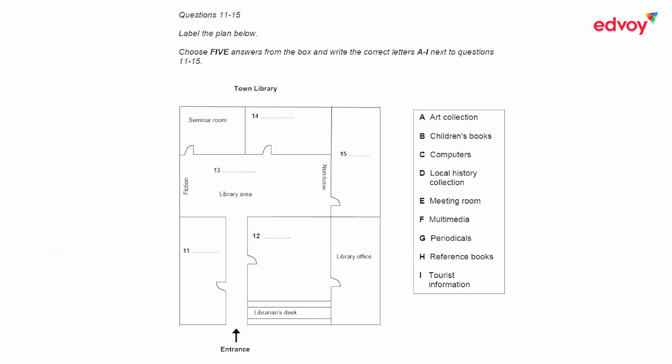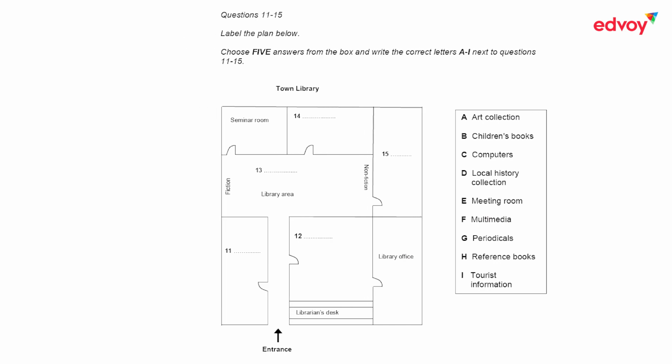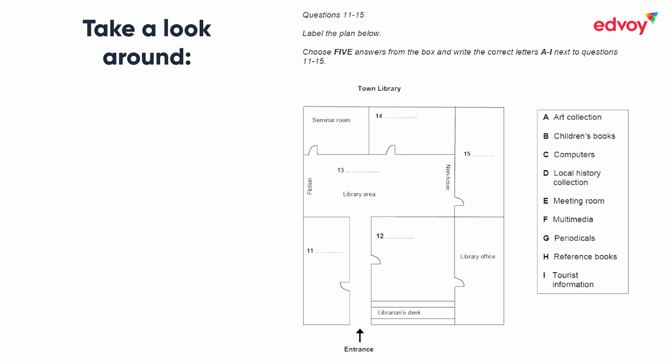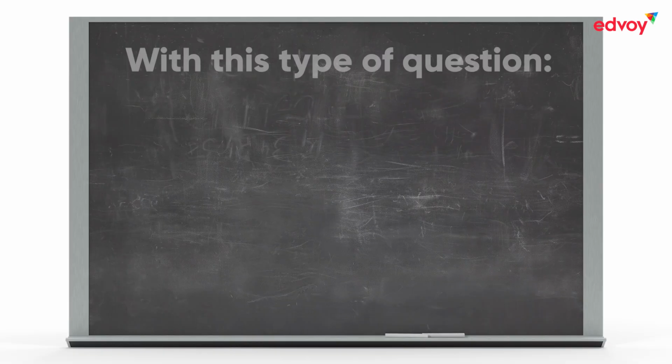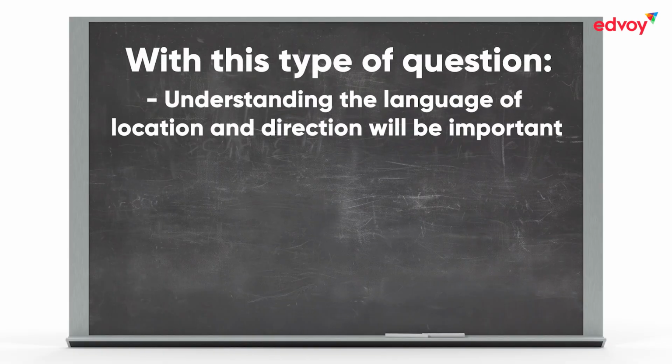Now, this may seem a little different, but try to imagine standing in the location in the diagram. Take a look around. What can you see? In this example, imagine walking through the entrance into the library. What route are you taking? With this type of question, understanding the language of location and direction will be important.